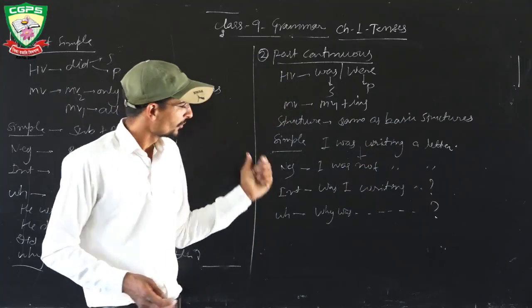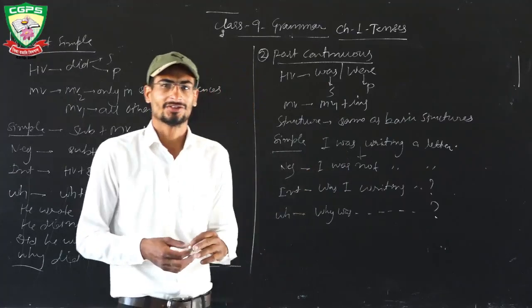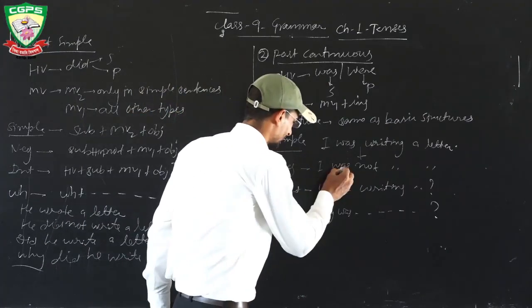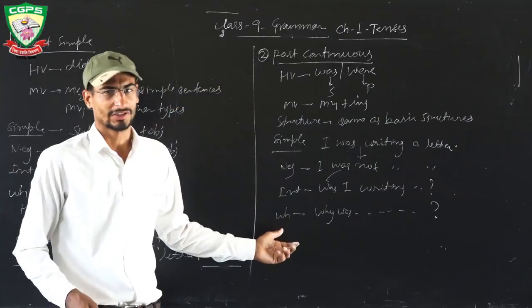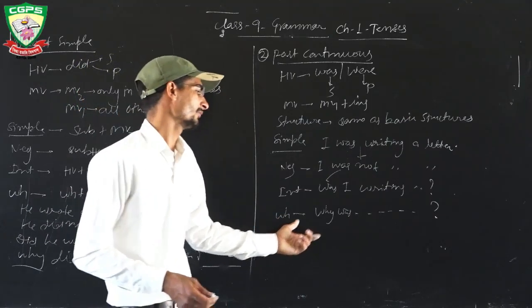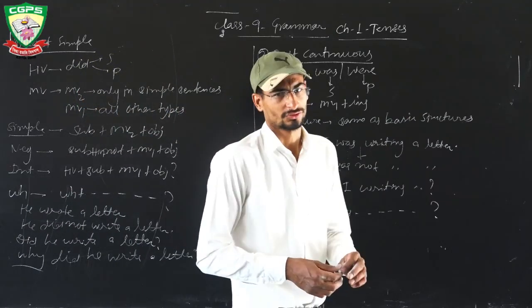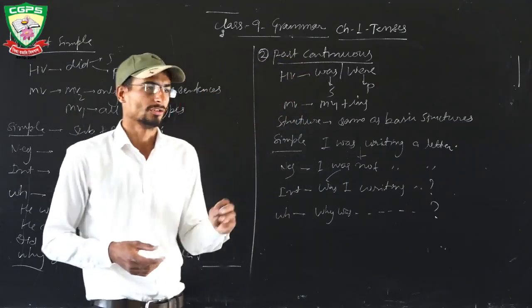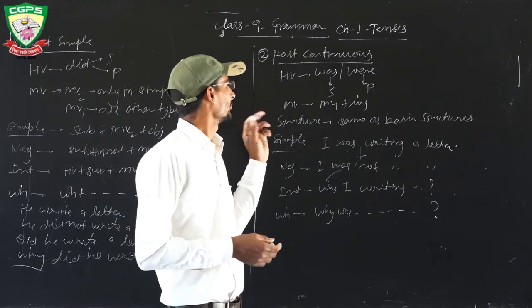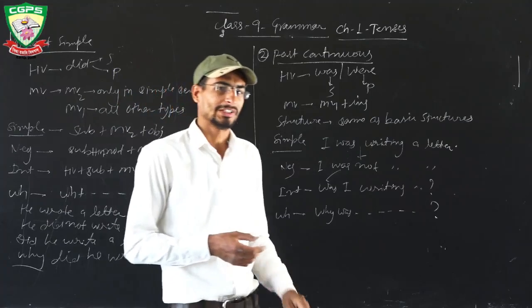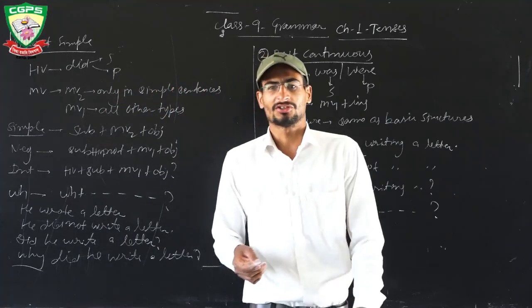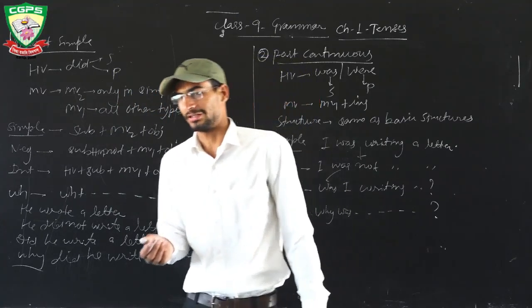Next interrogative: was I writing a letter, that is interrogative, just write the helping verb at the starting. And similar double word type sentence: why was I writing a letter. So this was double word type sentence. So today past simple and past continuous tenses have been completed. Now in the next lecture we will study about the past perfect tense. Thank you.